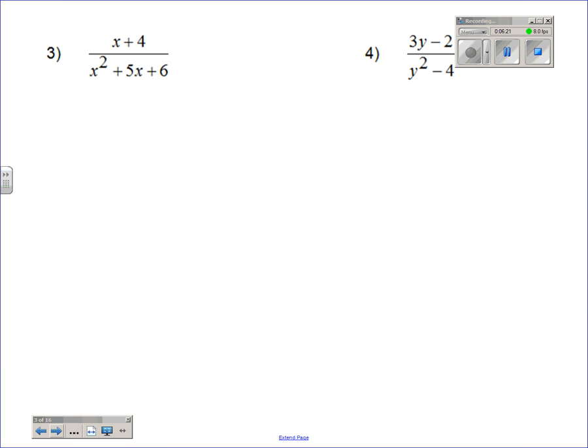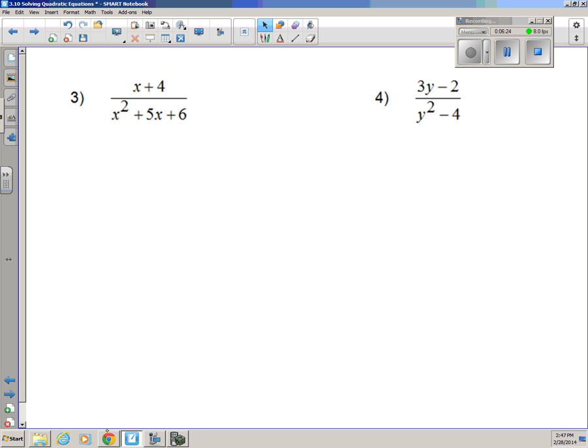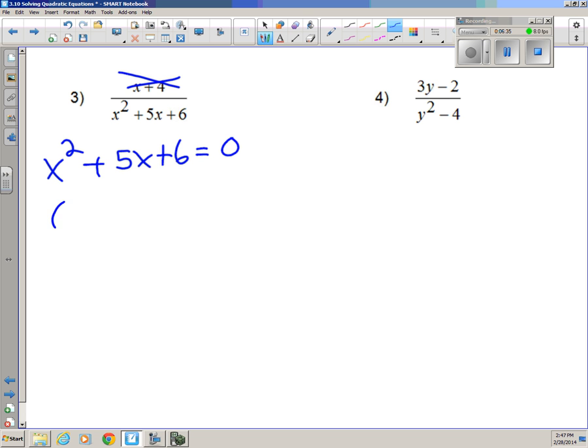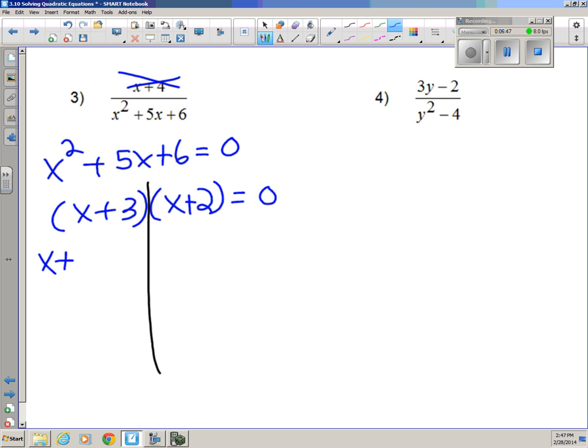Let's take a look at these guys. Again, in terms of excluded values, it's just the denominator that can't be a 0. This is irrelevant to us. I'm going to take the denominator, set it equal to 0, and factor it. I'm going to factor it by x plus 3, x plus 2 equal to 0. I'm going to draw my wall, and I'm going to set each factor equal to 0. I'm going to take what's in the parentheses out, set equal to 0, and I'm going to solve for x.